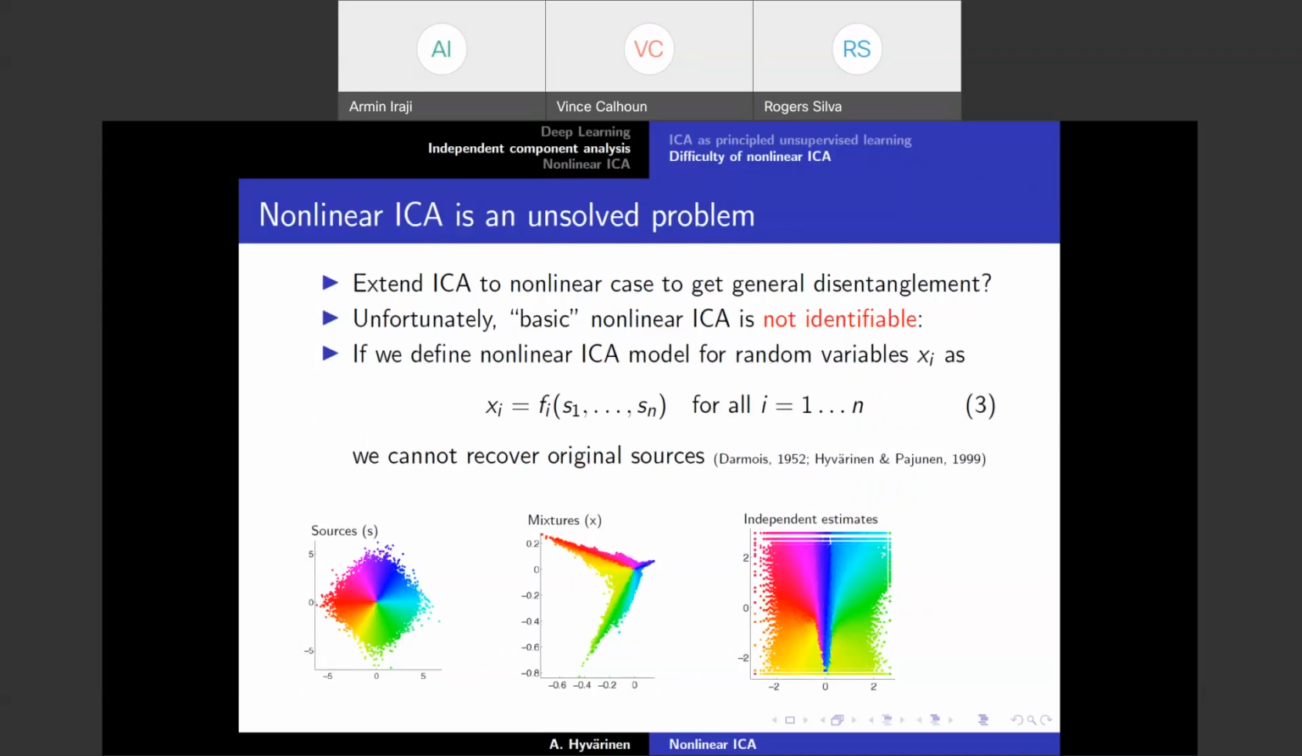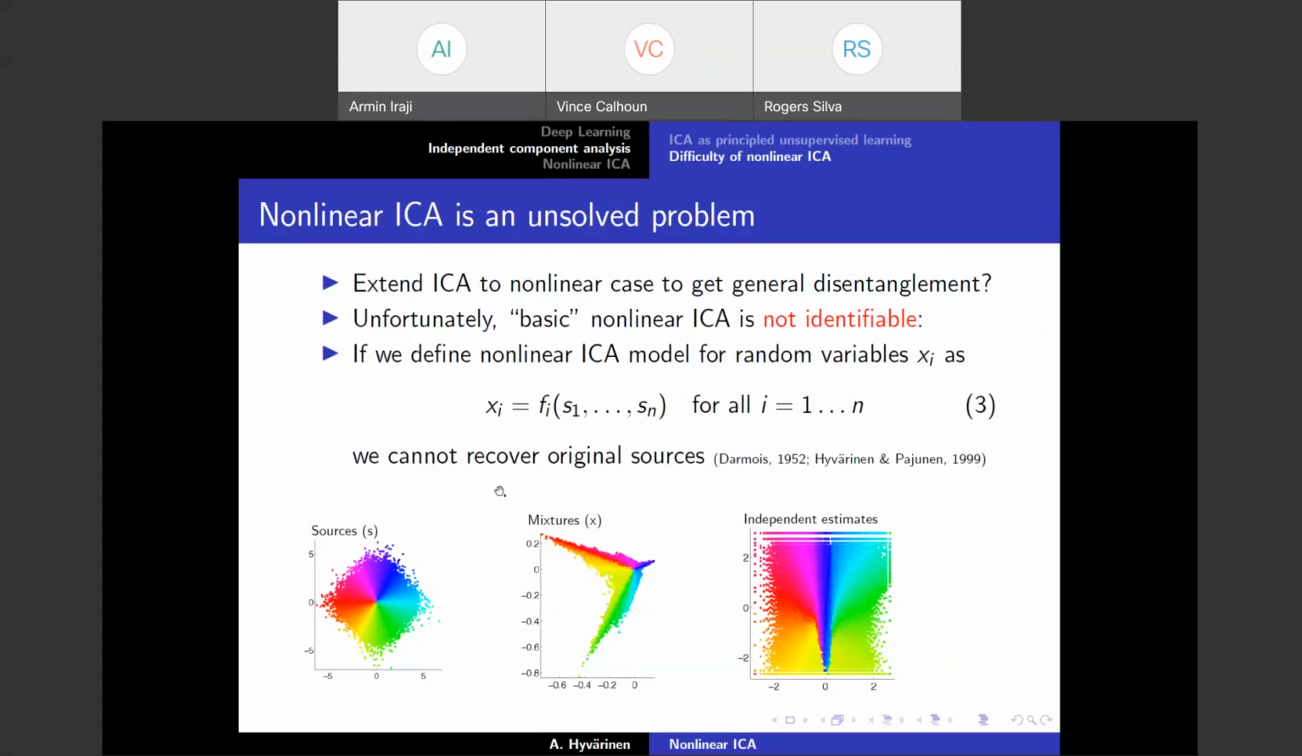Okay, so what we would then like to do is the same thing in a nonlinear case. Instead of linear transformations, we have arbitrary nonlinear transformations, for example modeled in practice by neural networks. This is how we would get a general disentanglement, as people say. But here we run into a fundamental problem, which is that a basic nonlinear version of ICA is not identifiable. If we simply define a model where each observed variable xi is some arbitrary nonlinear function of a number of independent components, we cannot recover the original sources.